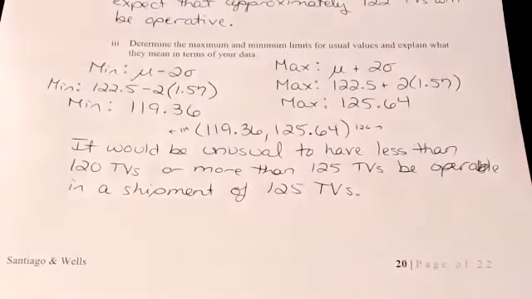Okay, which actually makes sense. This shipment is literally 125 television sets. So it'd be unusual to have less than 120 or more than 125 TVs. More than 125 being all of them, that's going to be unusual. Okay, so any more would be unusual.